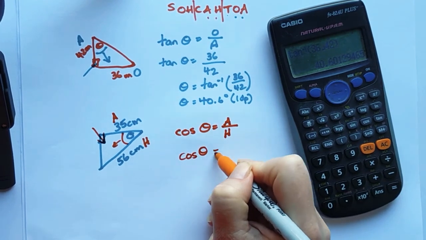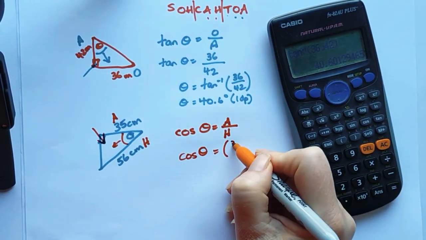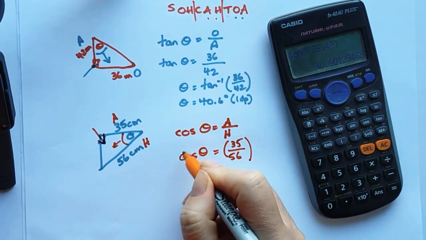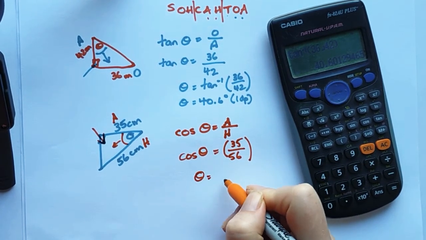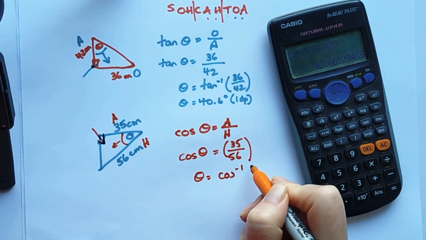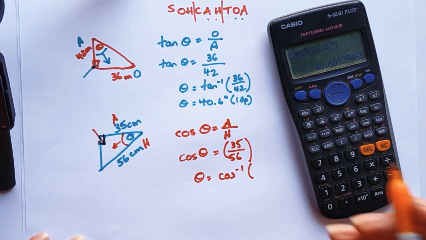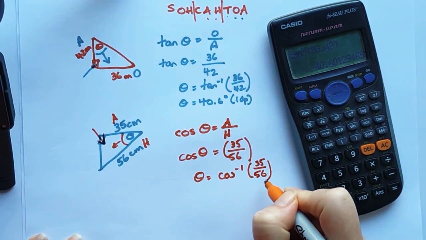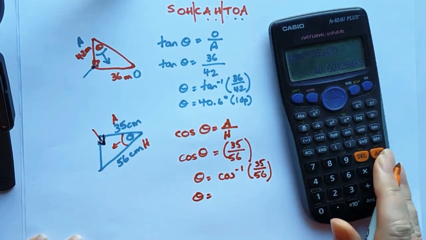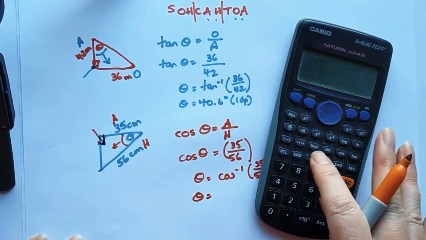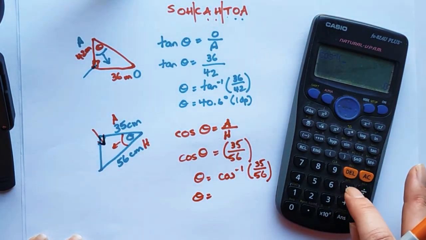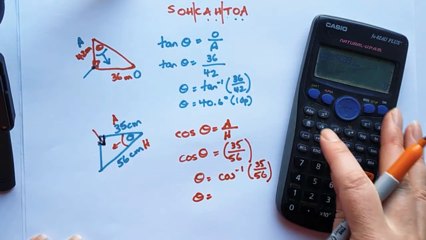Cos theta, adjacent is 35. Hypotenuse is 56. We don't want the cos, we need to get rid of it. So cos minus 1. Pop my fraction in. I'm going to pop that in my calculator. Shift cos of 35 over 56.